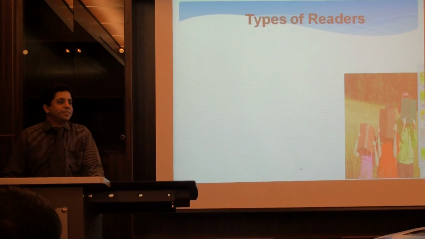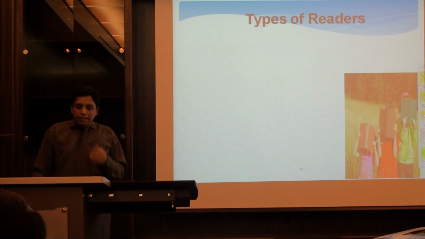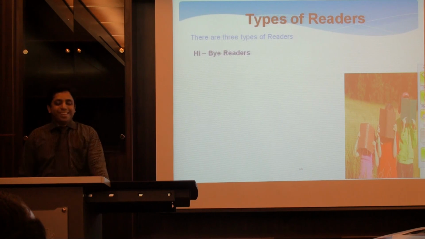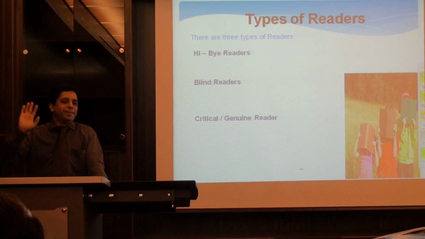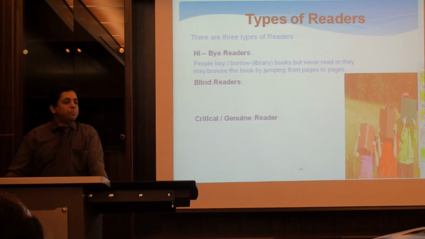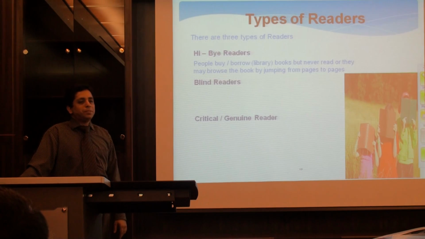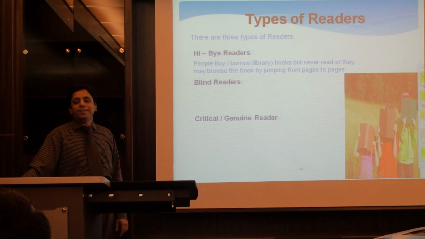Do you know how many types of readers there are? Can you please say how many types of readers? There are 3 types here. The first is hi-bye. The second is blind. The third is genuine. Can you say what a hi-bye reader is at least? As usual, friends may say hi and just bye. So you can say buying books from the bookshop and keeping them inside the room. Sometimes they may read the first page, second page, and again keep it as it is. Likewise, students will borrow books from the library with some interest, but they won't read. At last they will pay a penalty for being late.